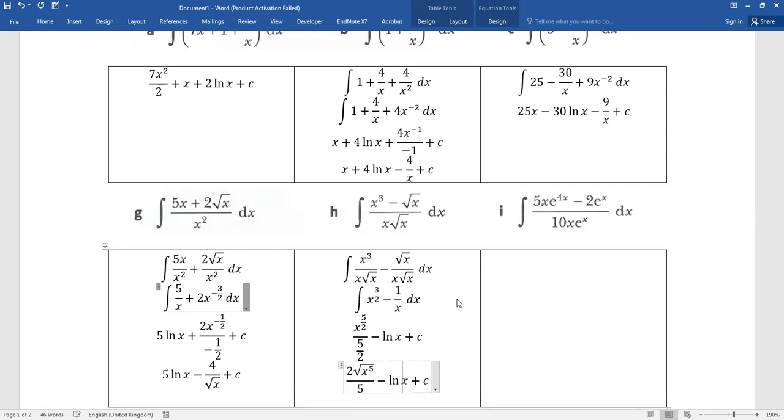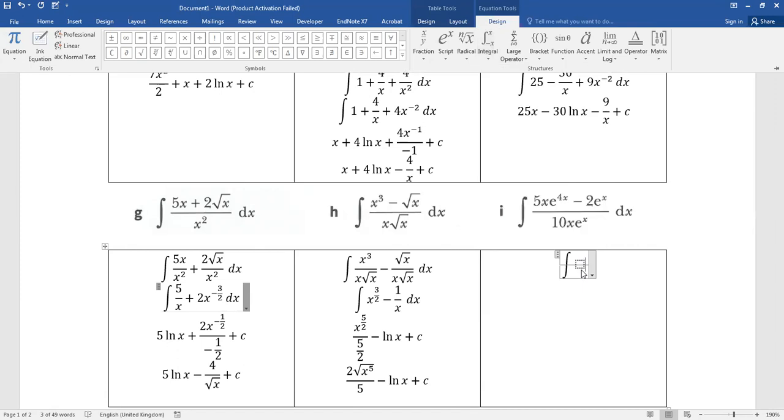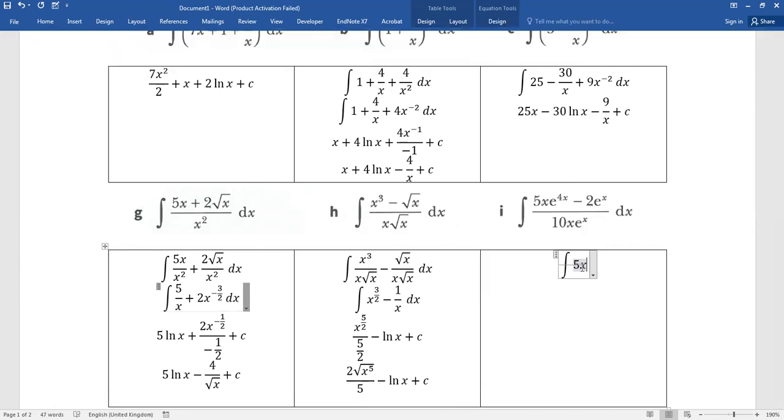Again, this can also be left in index notation. We are not worried about that. And similarly, in the last one as well, we'll try to write them as separate fractions. 5x e to the power 4x upon 10x e to the power x minus 2 e to the power x upon 10x e to the power x.